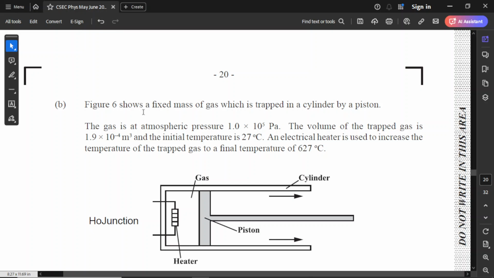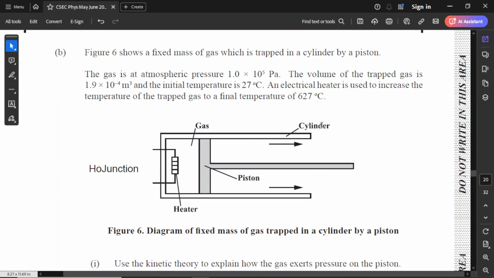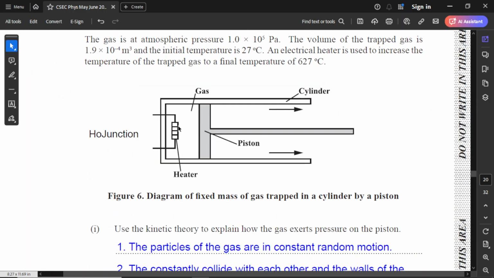And for part B, figure 6 shows a fixed mass of gas, which is trapped in a cylinder by a piston. It said the gas is at atmospheric pressure, 1 times 10 to the 5 Pascal. The volume of the trapped gas is 1.9 times 10 to the minus 4 meters cube, and the initial temperature is 27 degrees Celsius. An electrical heater is used to increase the temperature of the trapped gas to a final temperature of 627 degrees Celsius. So the first thing I want to do is note these values. All right, so make note of them. This is a diagram showing what is happening here.